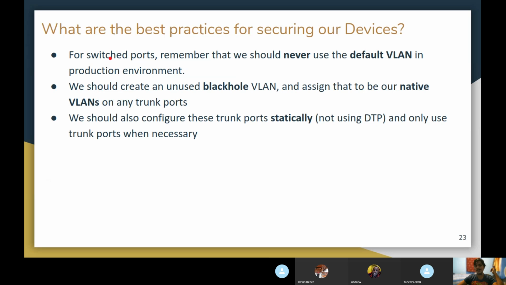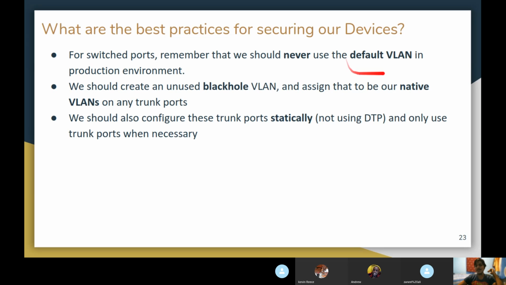Now for switch ports, remember that we should never use the default VLAN in a production environment. We should create an unused black hole VLAN and assign that to be our native VLAN on any trunk ports. We should also configure these trunk ports statically and not use dynamic trunking protocol, and only use trunk ports when necessary. So these were just good VLAN design tips that we had back in the layer 2 section.